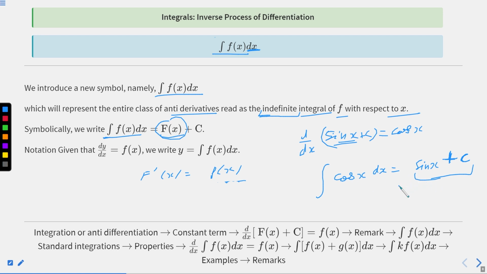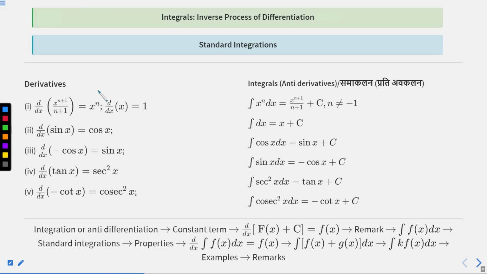Okay, so let us move next. Now, some standard integration you must know. The differentiation of x power n plus 1 divided by n plus 1 will be what? This thing. Okay, clear? This means the integration of x power n dx will be x power n plus 1 divided by n plus 1 plus c. After indefinite integration, you always add some constant c, k, whatever you name it. But you must add some constant.